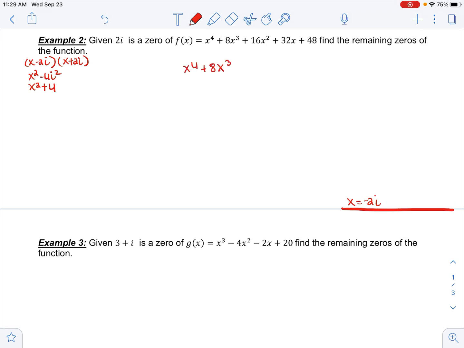All right, polynomial long division. I'm going to write down my x to the 4th plus 8x cubed plus 16x squared plus 32x plus 48 divided by x squared plus 4.